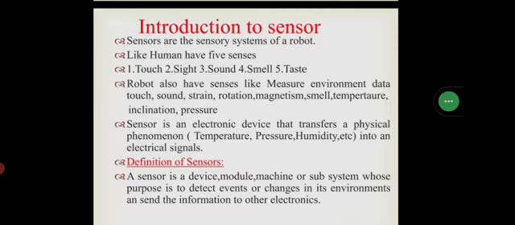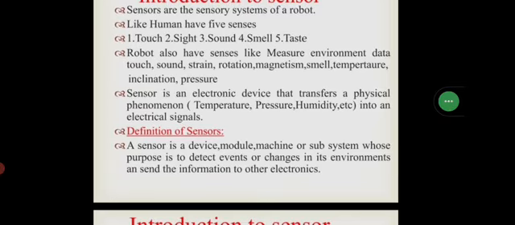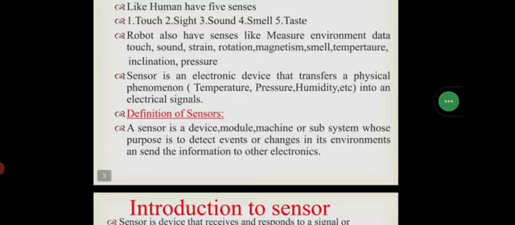Like humans have five senses: touch, sight, sound, smell, taste. Similarly, robots also have some kind of sensing components that measure environment data: touch, sound, strain, rotation, magnetism, smell, temperature, inclination, pressure. A sensor is an electronic device that transfers a physical phenomenon like temperature, pressure, humidity into an electrical signal.